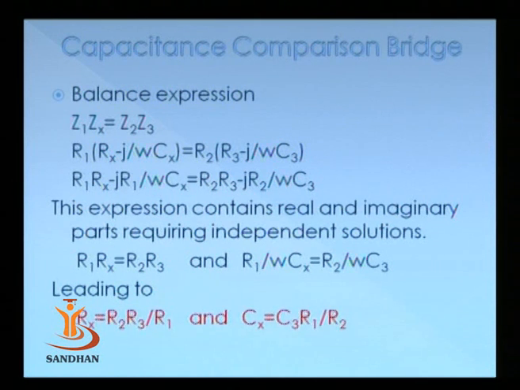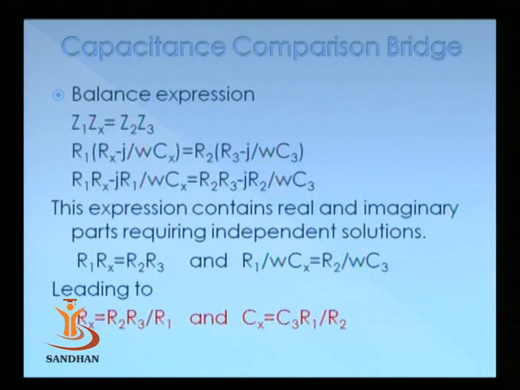The expression after reduction becomes R1 Rx minus j R1 upon omega Cx equal to R2 R3 minus j R2 upon omega C3. Now this particular expression is a complex expression containing a real part as well as an imaginary part. The real part will give you the value of resistors, while the imaginary part will give you the value of either capacitor or inductance. Being a capacitance bridge, you get the value of capacitance from the imaginary part. Separating the real and imaginary part expressions, we get Rx equal to R2 R3 upon R1 and Cx equal to C3 R1 upon R2.